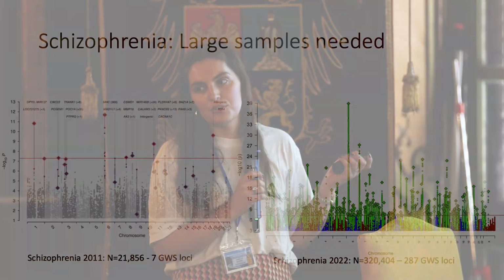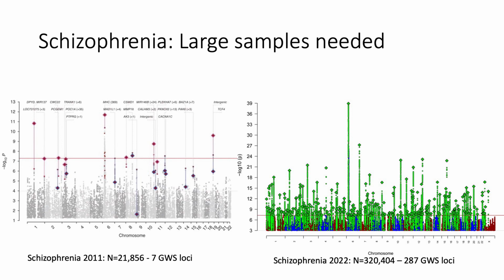And then in schizophrenia, again, I think this was the example that Robin mentioned yesterday: when this was presented at the World Congress of Psychiatric Genetics, there were 7 genome-wide significant loci, and that was so exciting that people cheered. But you can see now with a sample of 320,000, we have 287 genome-wide significant loci. So a big improvement.